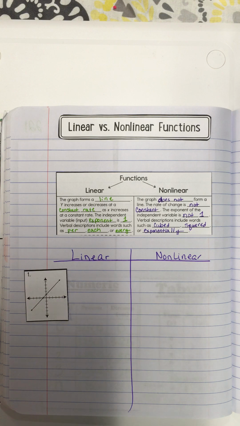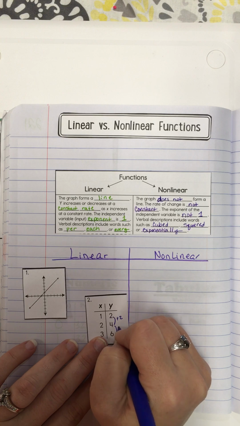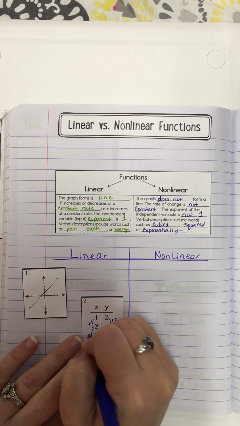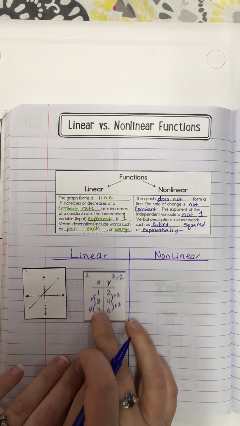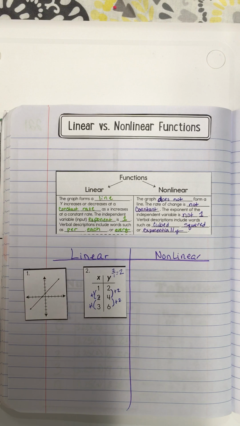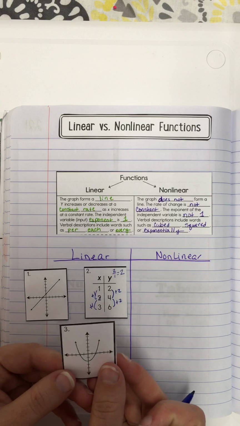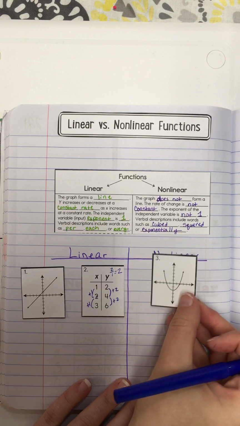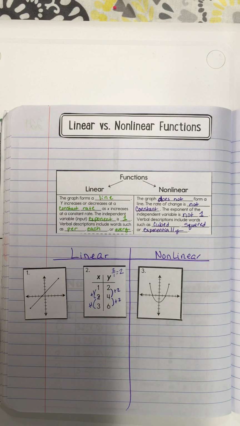Let's look at number 2. We need to figure out if this has a constant rate of change. So I'm increasing by 2, increasing by 2, increasing by 1, increasing by 1. So that's a rate of change of 2 over 1 or 2. So yes, that's linear. Number 3. Is number 3 a straight line? No, this is actually an exponential graph. Okay, and you guys can talk about that later on in algebra.